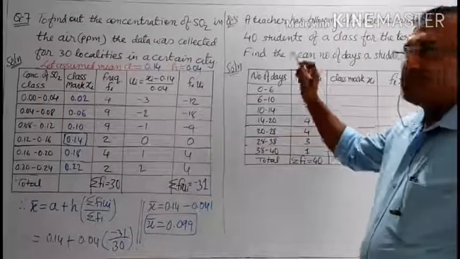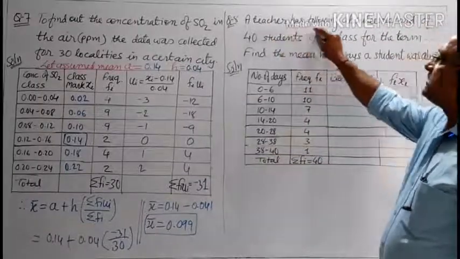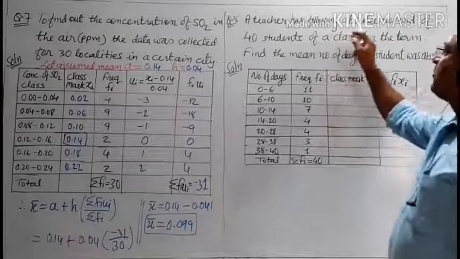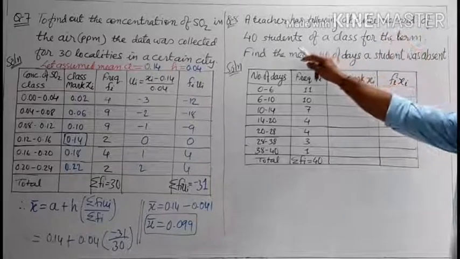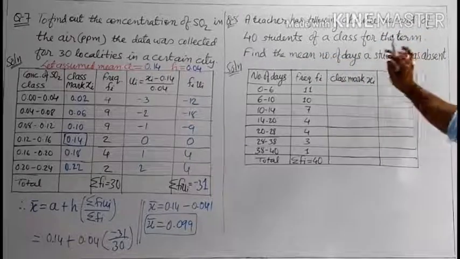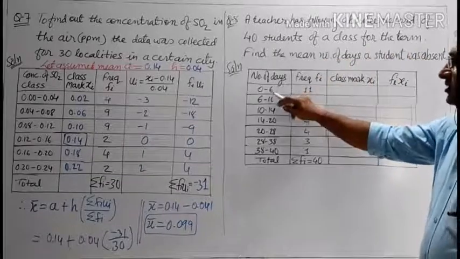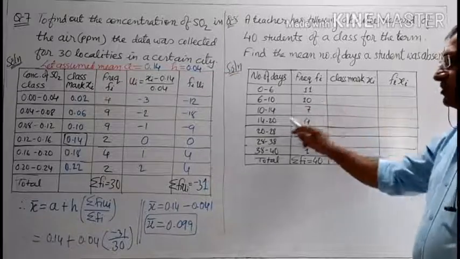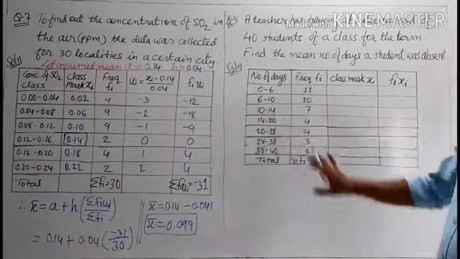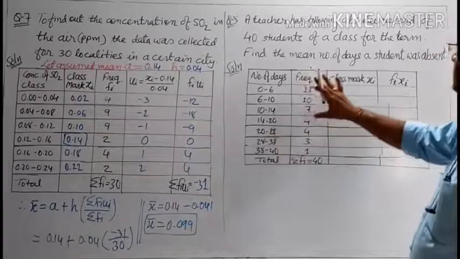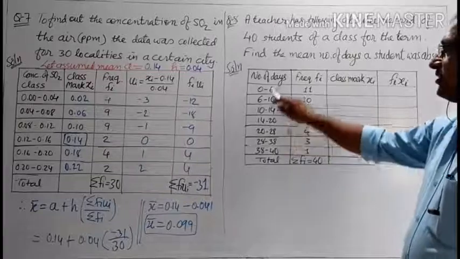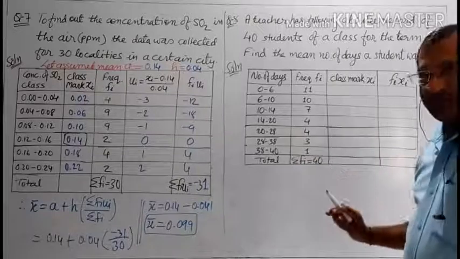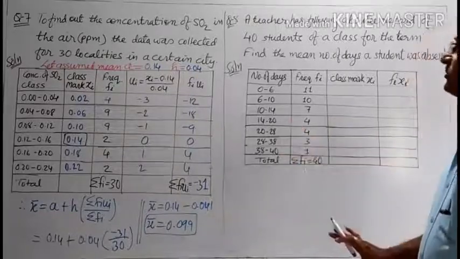Now the next question is question number 8. A teacher has the following absentee record of 40 students of a class for the term. For a particular term, the number of days, here 0 to 6 days, how many students remained absent? 11. Then 6 to 10 days, 10 students remained absent. So here a record of 40 students is there, for the number of days. So 38 to 40 days, how many students remained absent? Only one. So the record of 40 students' absences is given.